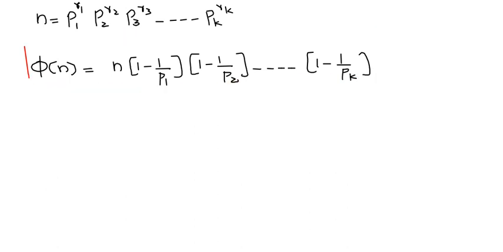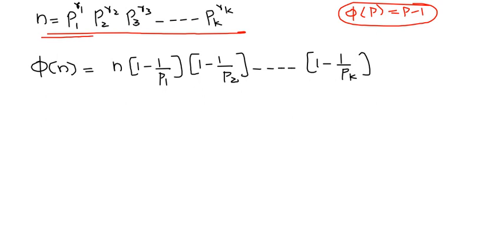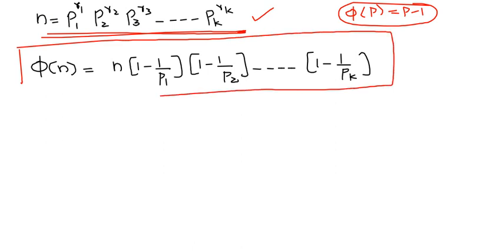If it is a prime, then phi of p is p minus 1. If n is not a prime, then n can be factored as p1 raised to r1, p2 raised to r2, and so on up to pk raised to rk. Then phi of n is n into 1 minus 1 by p1 into 1 minus 1 by p2, and so on up to 1 minus 1 by pk. Using this result, we can find the Euler phi function of any integer.